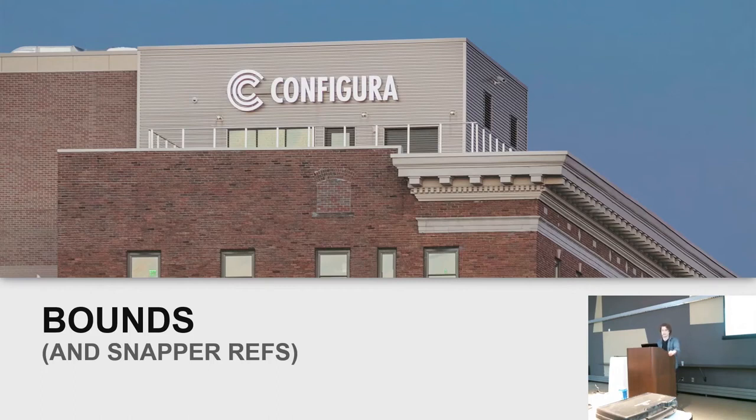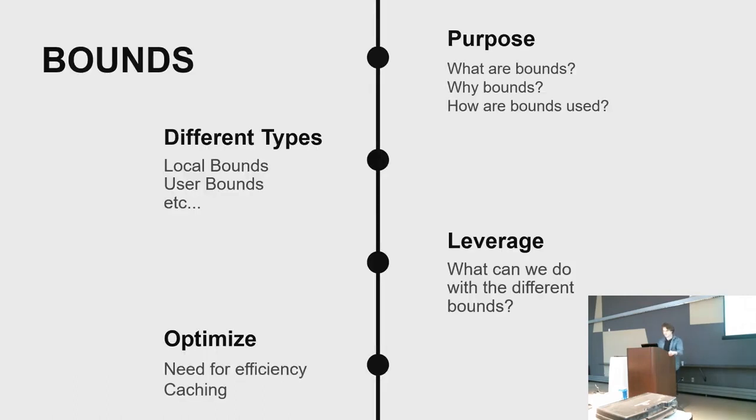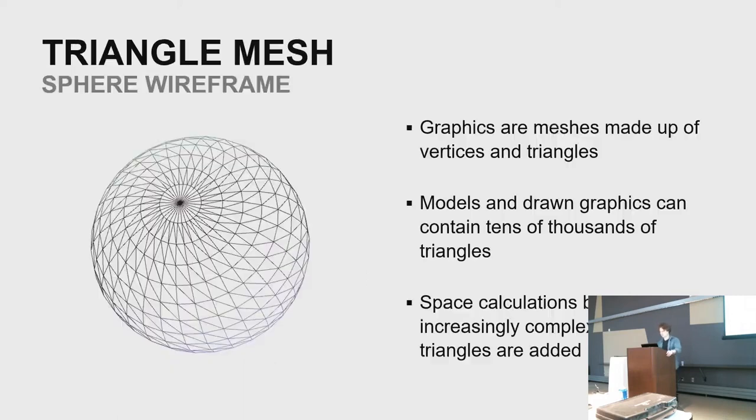But bounds, there's a lot to talk about bounds. It's great. I have more time to talk about it, so let's get to it. We're going to cover what bounds are, why we have them, how they are used, the different types of bounds that we can use, how to leverage those bounds, and then probably most importantly, how we can optimize these bounds. They are crucial to what we are doing with space interactions. Whether you're dragging things around, clicking on things, or hovering over things, we need our bounds to be efficient and fast, and most likely you're going to want to cache them. So we'll talk about all these things.